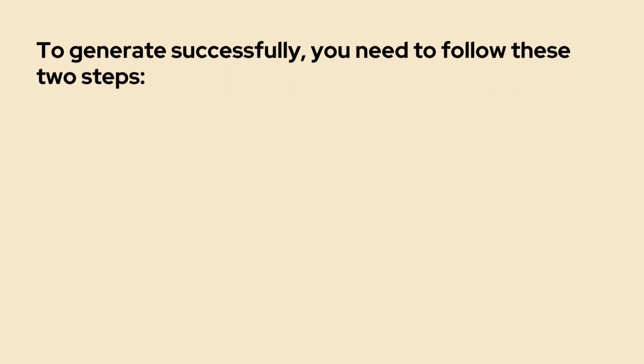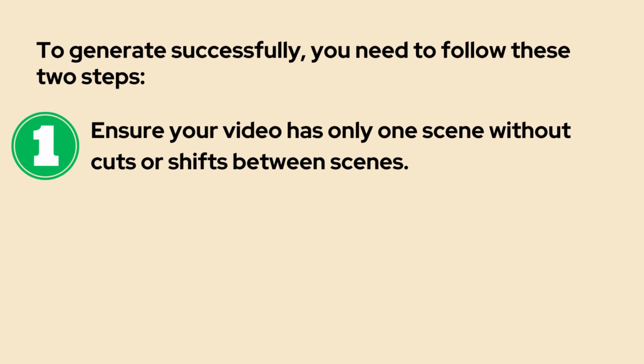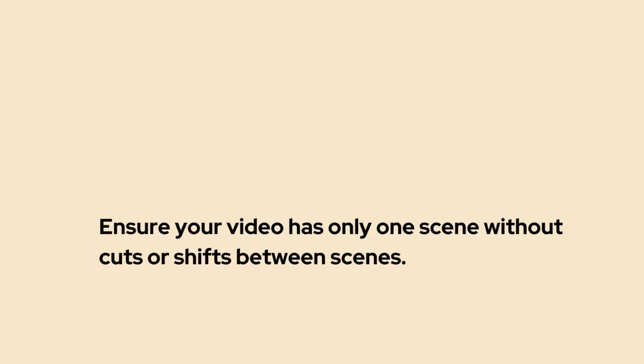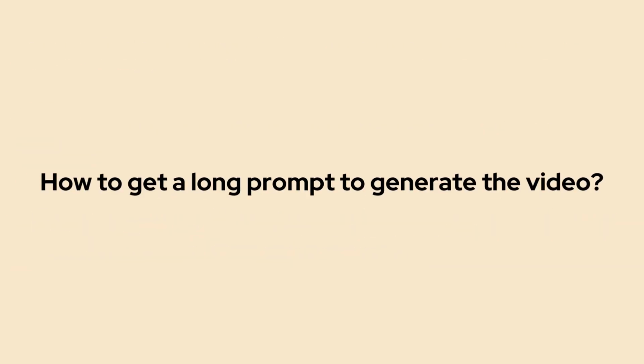If you want to generate any video successfully, you need to follow these 2 steps very carefully. First, ensure that your video has only one scene without cuts or shifts between the scenes. If there are continuous scene changes, it will create problems. The second step is to write a long prompt explaining the scene. After completing the first step, let me show you the second step, which is getting a long prompt. Now let me show you how to get a long prompt to generate the video.